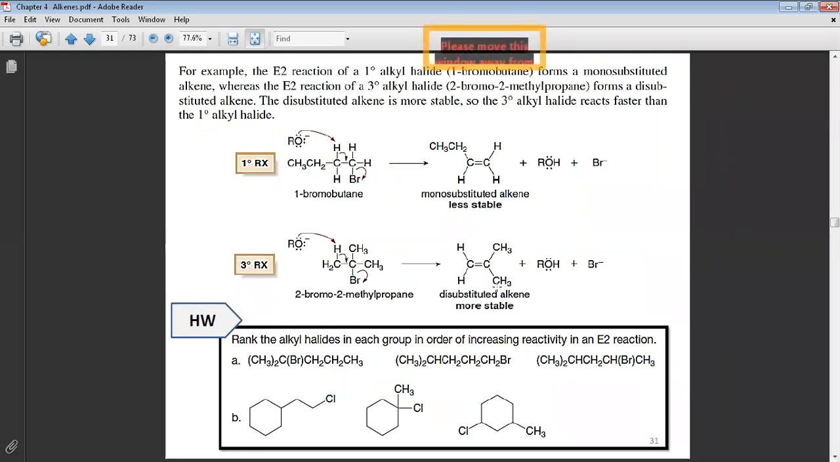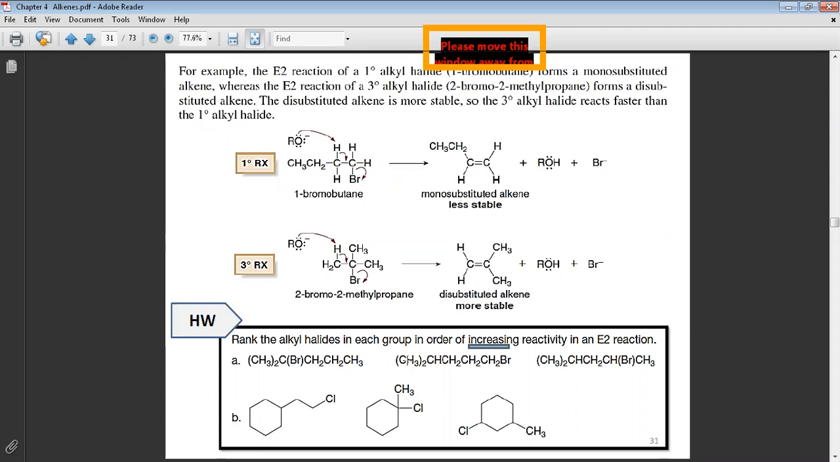And also you have homework here: rank the alkyl halides. All of these are alkyl halides. In each group, in order, rank the increasing reactivity toward E2. Which is the best for the E2 reaction, this or this or this? Which will be the first, the easier one, the faster one? And also this or this or this. Look, this is primary, this secondary, this tertiary. Also this tertiary, this primary, and this secondary.